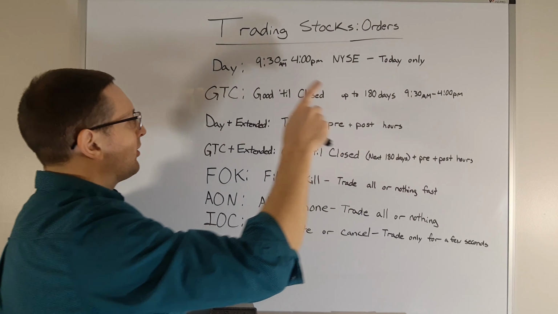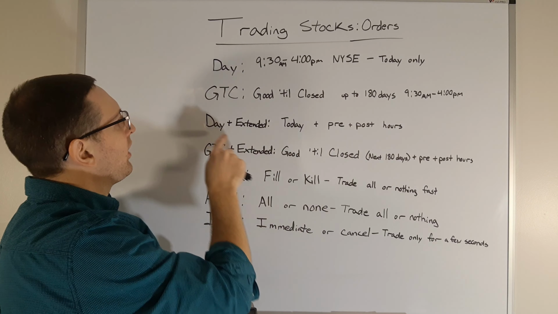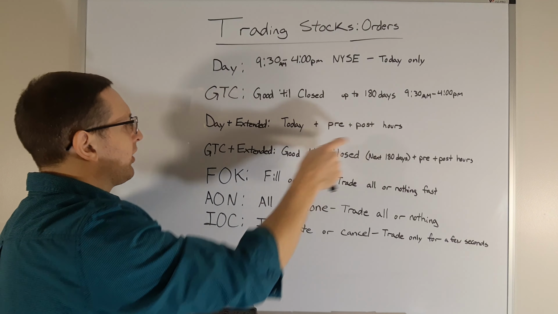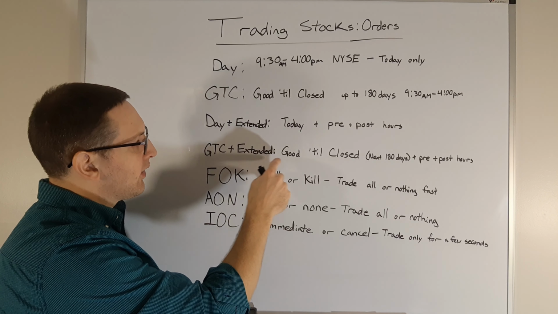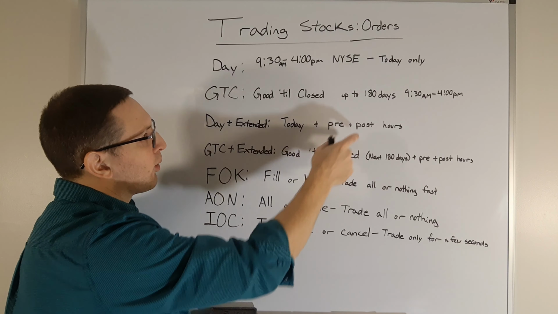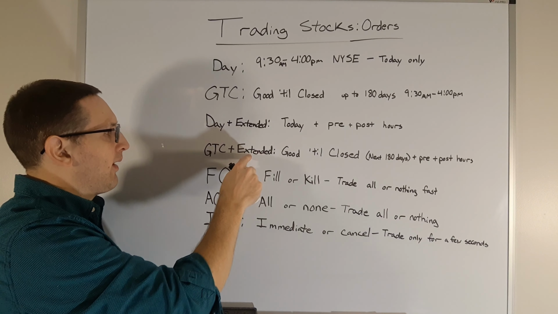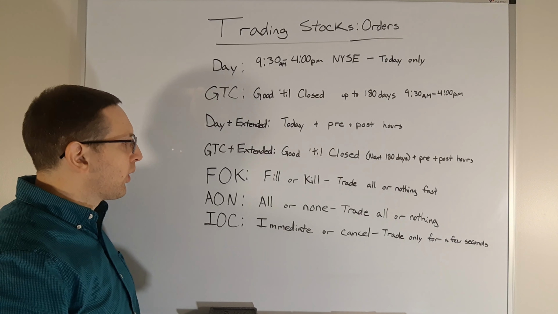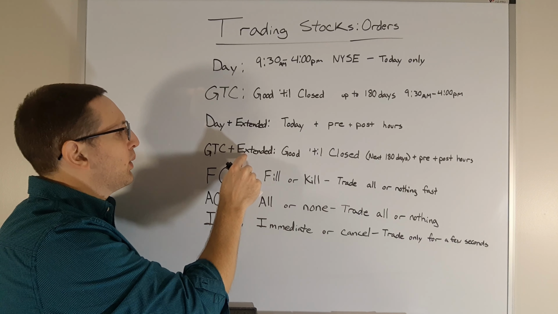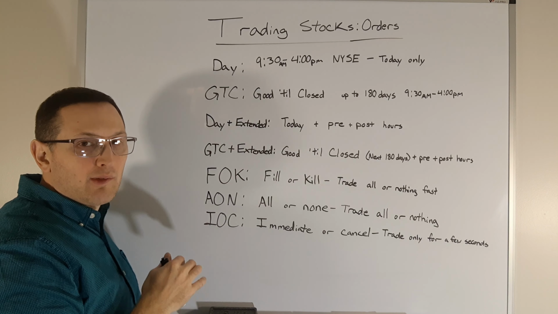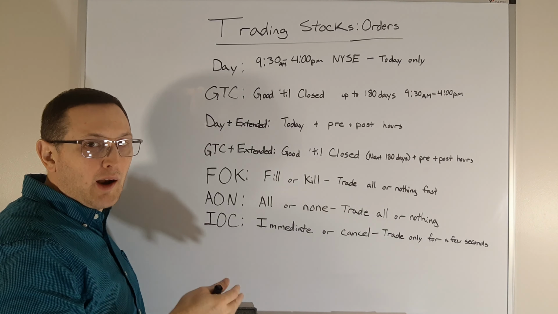So trade those hours. If you trade outside of normal hours, if you do a day plus extended, that's today plus pre and post hours. If you do GTC extended, this is basically all of the normal hours, and you're also going to have the pre and post hours. The risk when you have extended is that some order types don't work well with those. The other thing is that you may have more wild swings in prices because you have lower liquidity. There's not as many buyers and sellers.